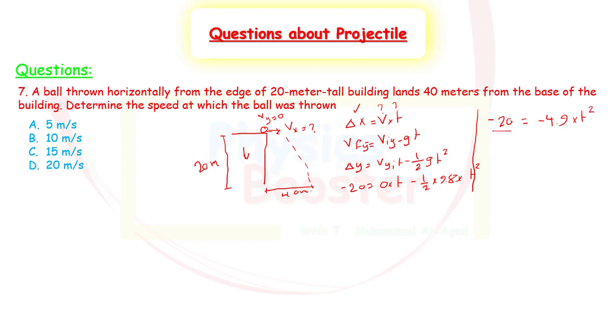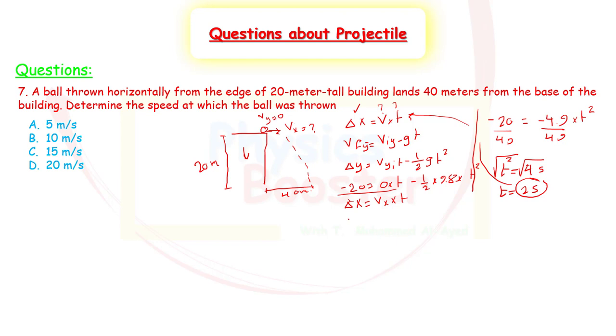So if I divide both sides by 4.9, I can see that t squared is approximately 4 seconds. So if I take the square root of both of them, we will find that t is equal to 2 seconds approximately. Now, since we found that t is equal to 2 seconds, I can go back and plug it into this equation, okay? So I'm going to say here that delta x is equal to Vx, which is unknown, multiplied by t.